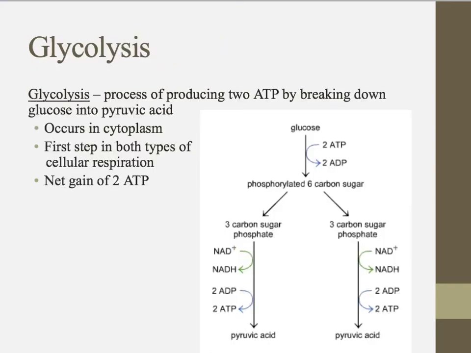Glycolysis is the process of breaking down glucose, a 6-carbon sugar, into 2 molecules of pyruvic acid, a 3-carbon molecule. This reaction occurs in the cell's cytoplasm. Glycolysis is the first step in cellular respiration. While 2 ATP molecules are needed to begin the reaction, 4 molecules of ATP are generated, for a net gain of 2 ATP molecules.